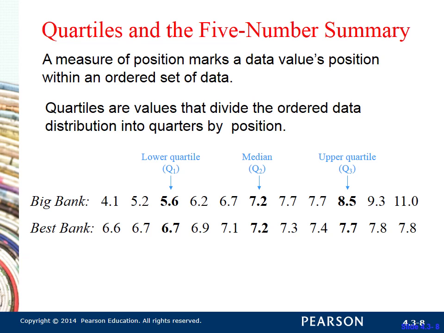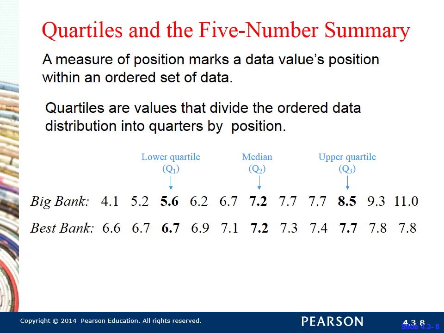So be careful here. Q1, the lower quartile, is a number. It's an individual number that cuts the data into these fourths. The median, Q2, is the number that cuts the data into halves. Q3 is one piece of data that cuts it at the 3/4. So I've got 1/4 above and 3/4 below. So the Q1, Q2, Q3 are individual numbers that cut the data into the fourths.